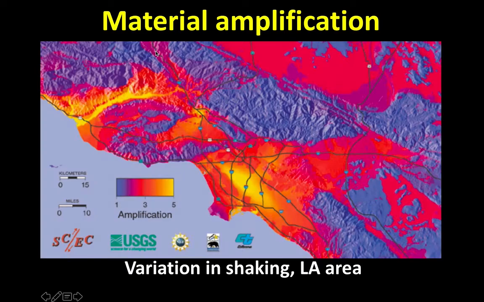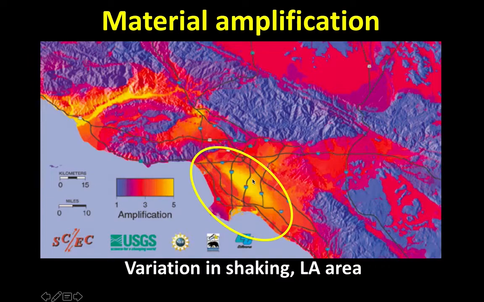Here is a map, in this case, of LA. I want you to notice this is the amount of amplification. Some of these areas are experiencing only a fifth of the amount of shaking as other areas from the same seismic waves going through them. The same seismic waves going through here versus here. This one is going to have five or six times as intense shaking as over here, because this is the area where those waves are being slowed down and pulled up and amplified.